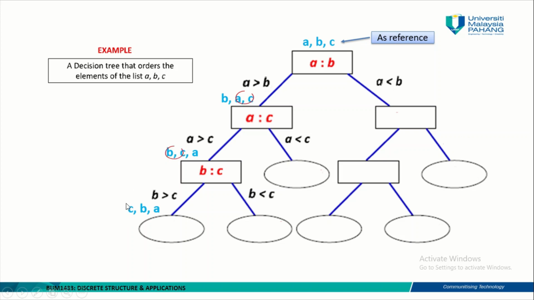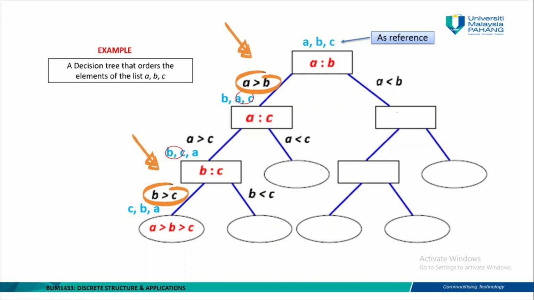So there is no more comparison that we need to do. We can say the final answer is CBA. So we need to rearrange it as A, B, C. We read from right to left. So we have A, B, C here. We already know that A is greater than B and B is greater than C.